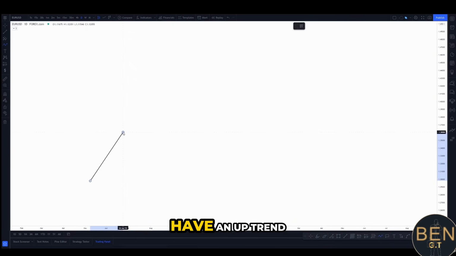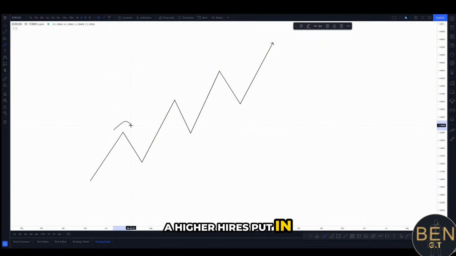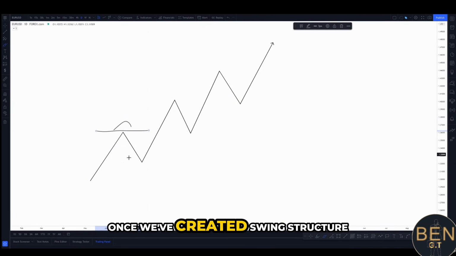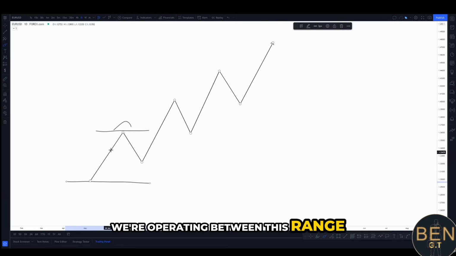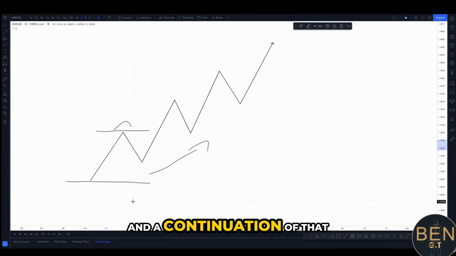So in essence, when we have an uptrend, what we're expecting to see are a series of higher highs and higher lows, with the expectation that every time a higher high is put in, we would start to see some sort of corrective price action that would create substructure to form a higher low. Once that higher low forms, we find some sort of change of character, create minor structure until the swing structure is broken. Now, if we think of structure in its most basic element, what we can say is that once we've created swing structure, we're operating between this range of price. We have our swing low and we have our swing high. Now, when we look at that and we understand that we are in an uptrend, we are expecting some sort of higher low and a continuation of that trend.